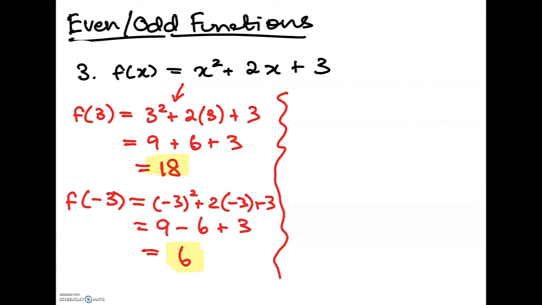So what does that mean? The function is neither even nor odd. So it's neither even nor odd because we got completely different numbers. So now we know the answer, but we're going to check by doing positive and negative x as well.